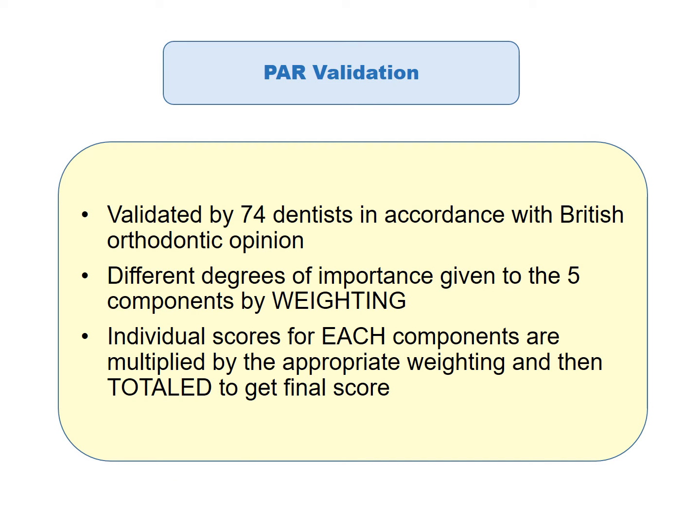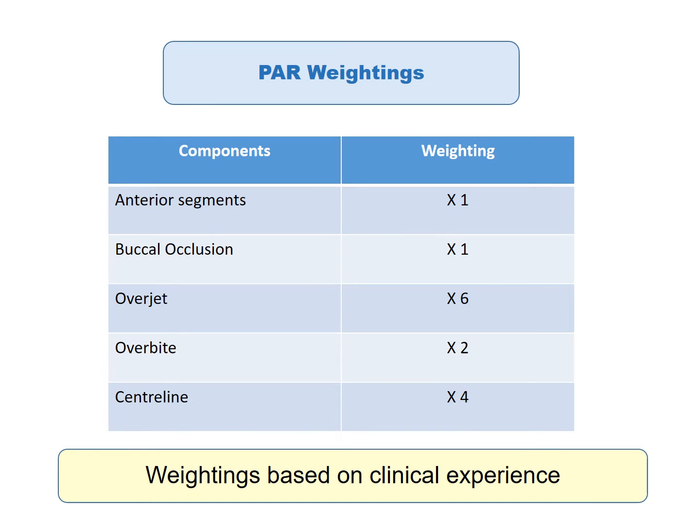Now, the peer assessment rating, PAR, is validated by 74 dentists in accordance with British Orthodontic opinion. It has different degrees of importance given to the 5 components by means of weighting. Each individual score for each component is multiplied by the appropriate weighting and then totaled to get the final score.